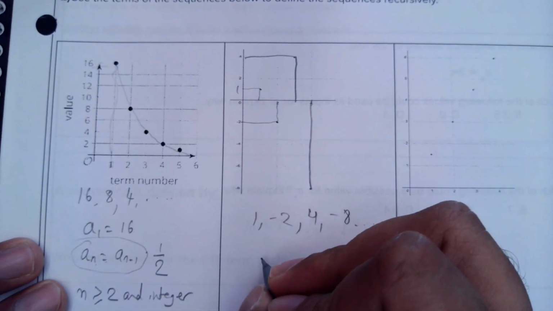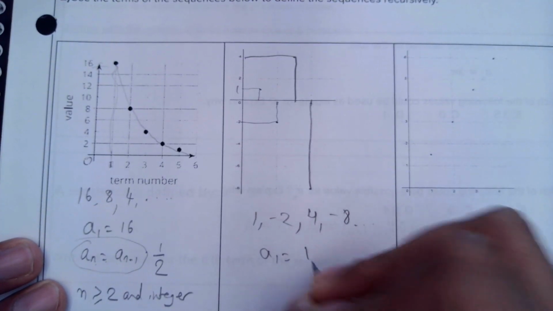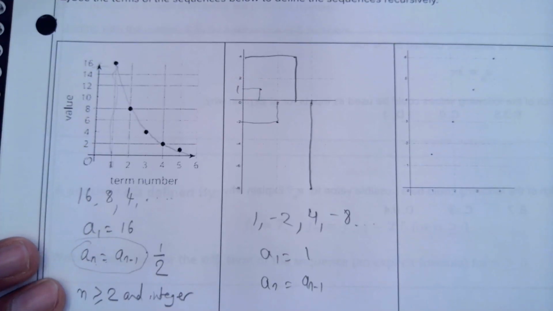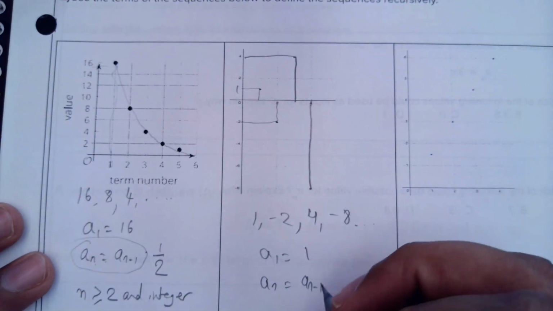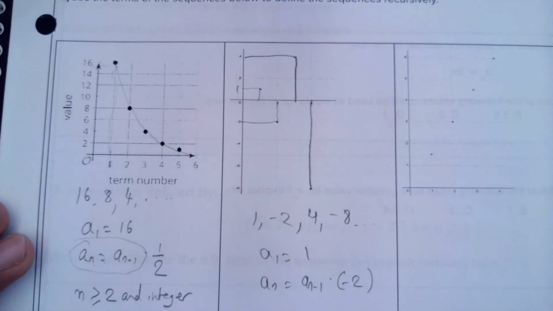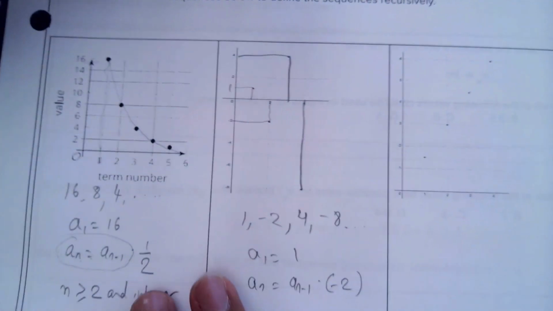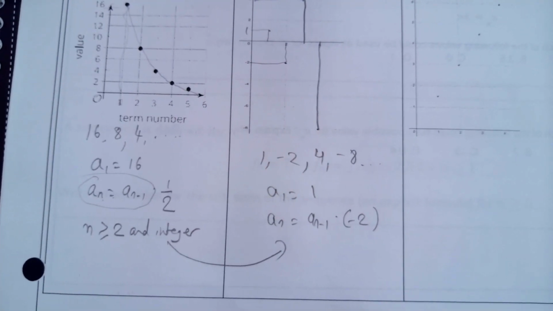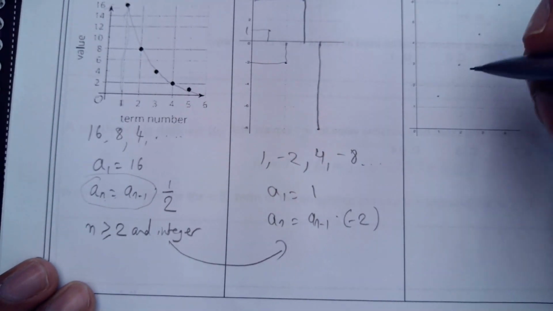So again, you'll define your first term, which is 1. A of n equals A of n minus 1. The new term is taking the previous term and doing what? For this one, it's multiplying by -2, right? And then you copy the same thing. You will copy this same thing here, and your answer is done, right?